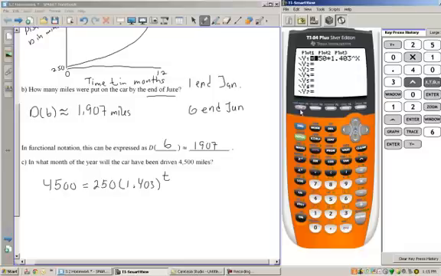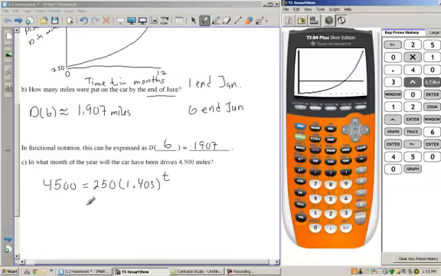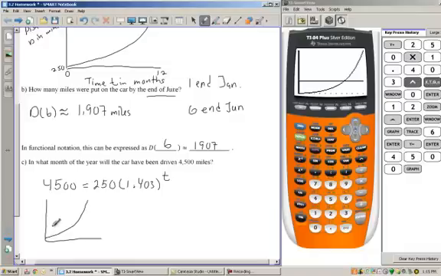We already have the right graphed, so you can hit enter, and then you put 4,500 on here. Hit your graphing button, and hopefully you see a line that goes across the screen, and I do, so I'll copy this down. So I have my graph here. That's the 250 times 1.403 to the t. Then here's 4,500.